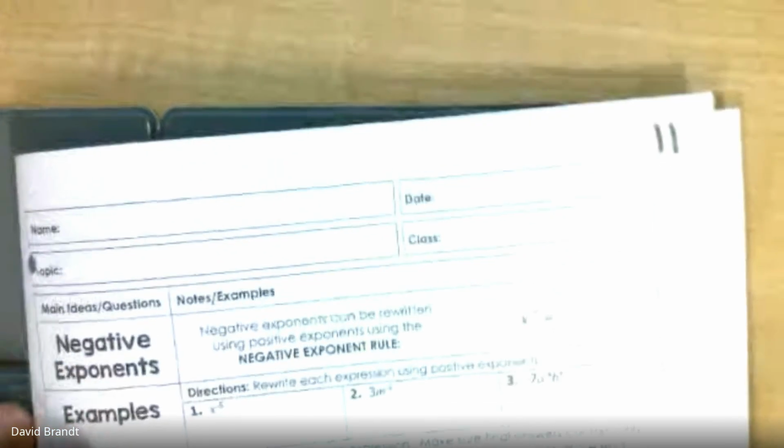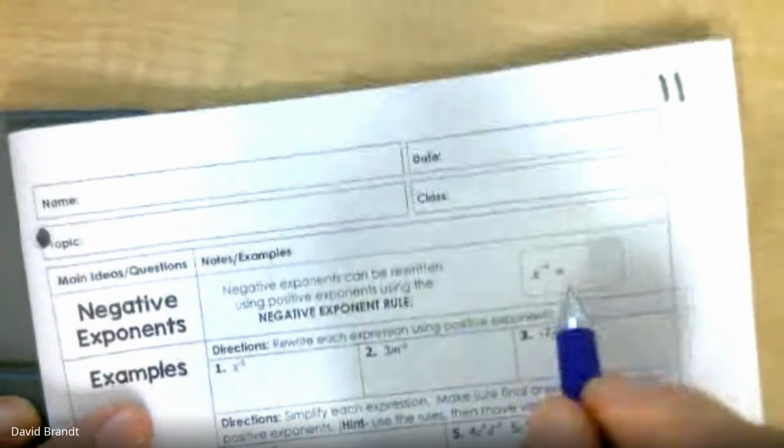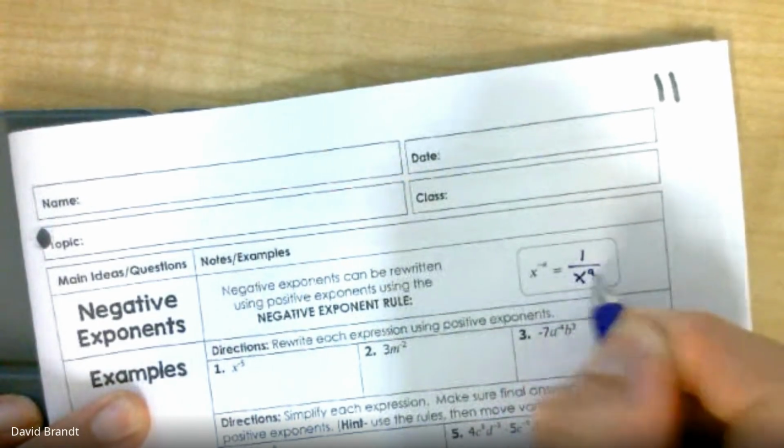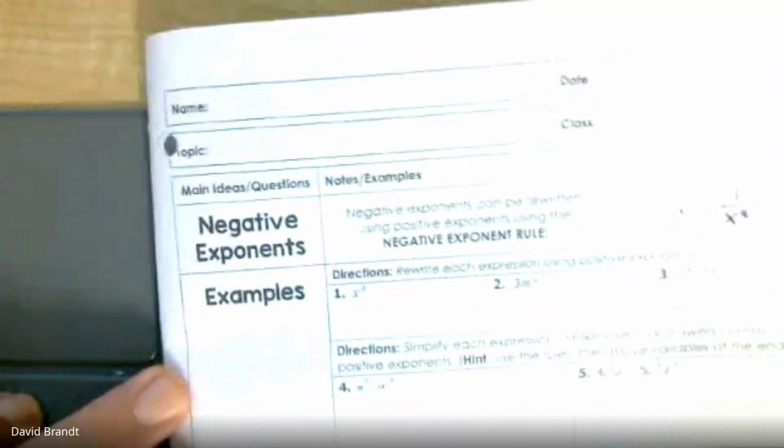Now let's turn to page 11 in your book, page 11. So what do negative exponents mean? I'm going to stop this video in just a second, but x to the -a means 1 over x to the positive a. Now, how do you remember this?